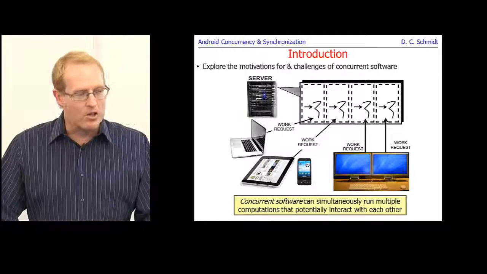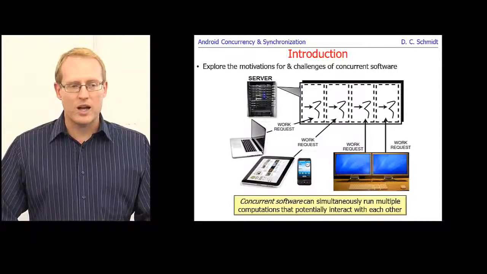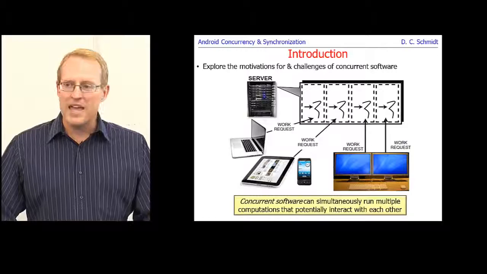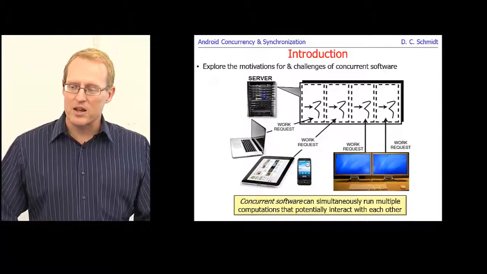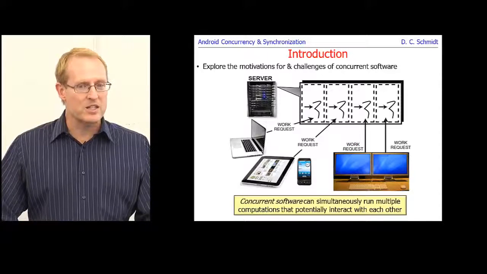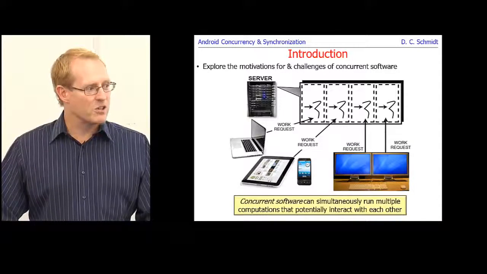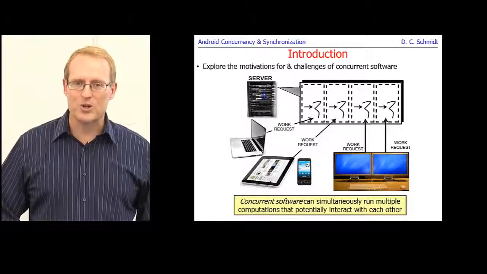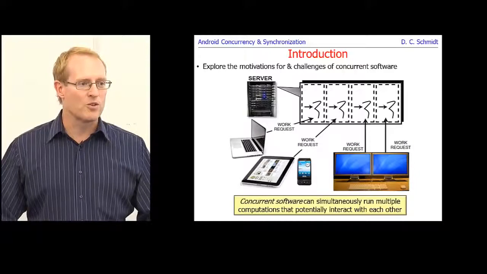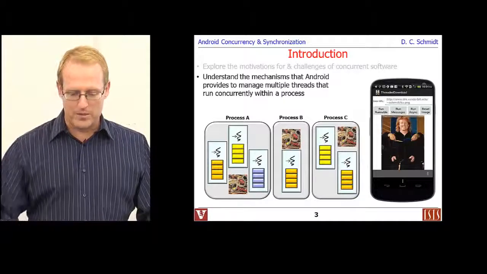We're going to see that concurrent software can simultaneously run multiple computations that may interact with each other. The "may" is important there. Sometimes they do, sometimes they don't. And we'll see when we talk later about synchronization that when the concurrent computations interact, then you have to understand synchronization and even perhaps scheduling in order to make sure that your concurrent operations don't stomp all over each other. We'll look at lots of examples to help make that point more clear.